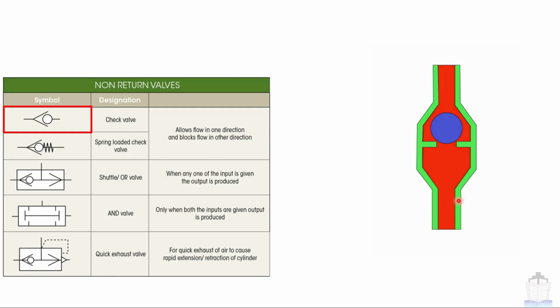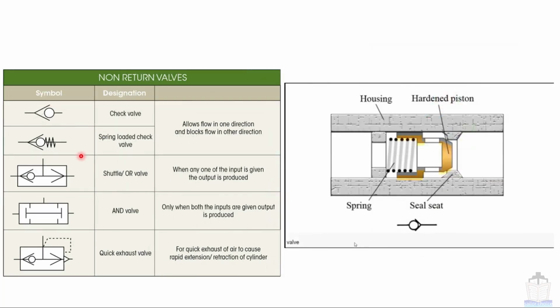So I hope this is clear. So now moving next, spring loaded check valve. As for function wise, both valves are same, but the only difference is it has a spring for the positive closing of the valve. Its function is also the same, allows flow in one direction and blocks flow in the other direction.